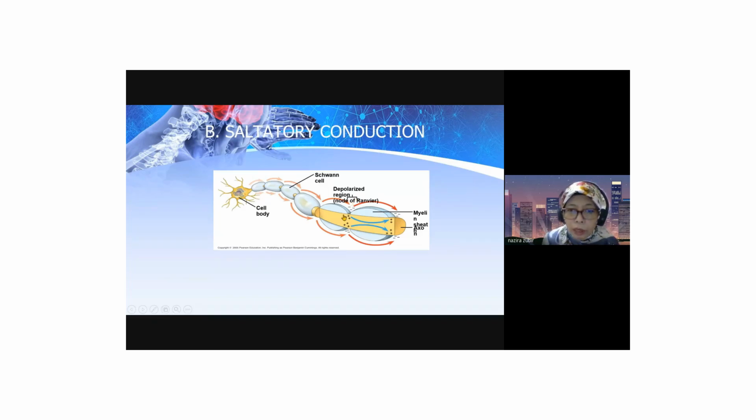Now take a look at the nodes of Ranvier here. The nodes of Ranvier are exposed to the extracellular fluid. There's a concentration of ions, negative and positive charged ions, at the nodes of Ranvier. So it means there are voltage-gated sodium and voltage-gated potassium channels in here.